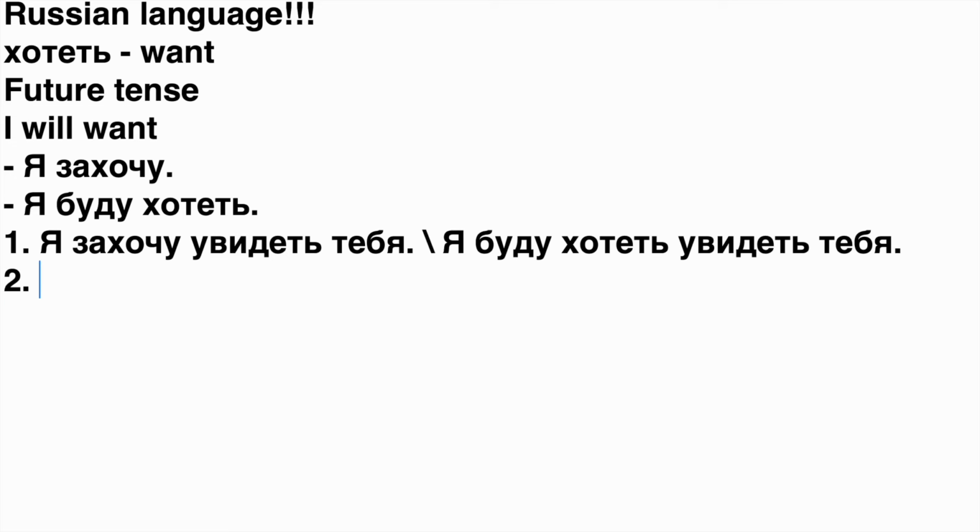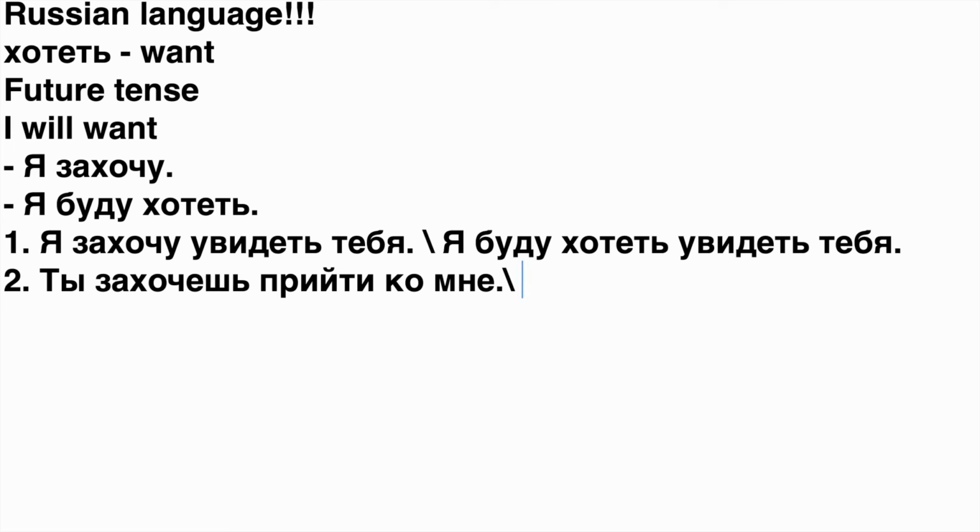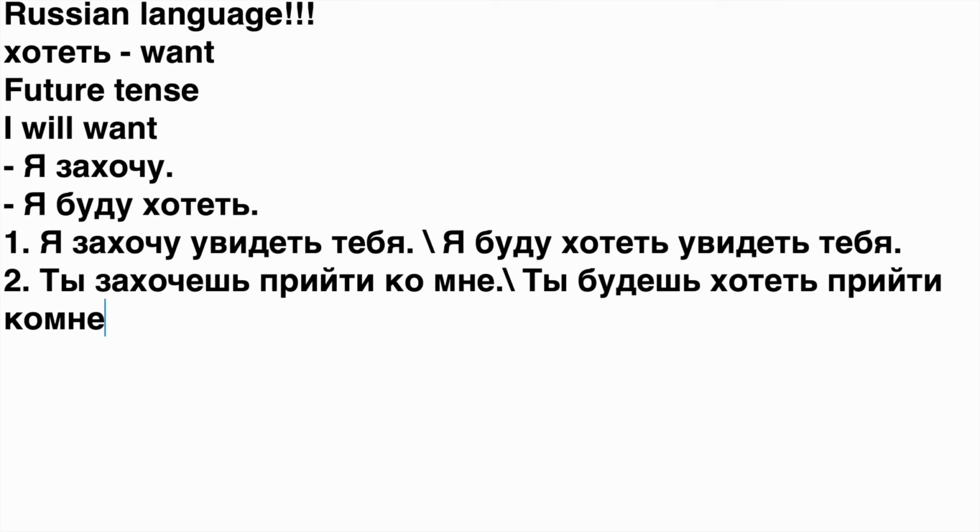Or for example, another sentence: you will want to come to me. Ты захочешь прийти ко мне. And of course, I can say it a little bit differently, like ты будешь хотеть прийти ко мне. One more time, these two examples, ты захочешь прийти ко мне or ты будешь хотеть прийти ко мне, are the same if we're talking about the meaning.